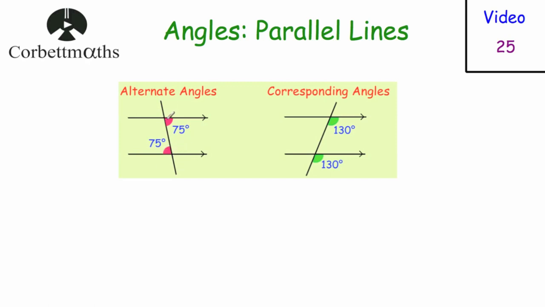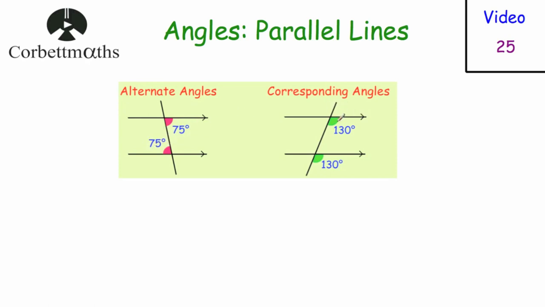Now we've got some special names to use whenever we're talking about these angles being the same as each other. So if you've got two parallel lines and a line that crosses it, and you've got this Z shape, these are called alternate angles because they're alternate to each other. So this 75 is the same as this 75 because they're alternate angles. And it's very important to know that word alternate angles. Try not to use Z angles, use the term alternate angles. So this angle is the same as this angle because they're alternate to each other.